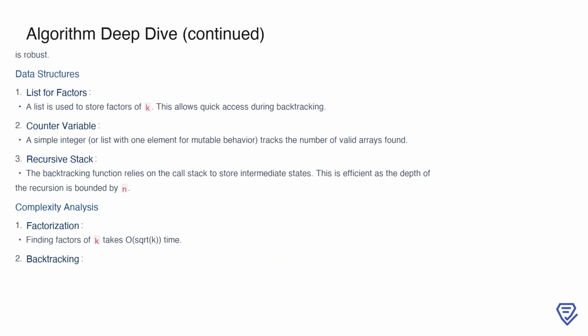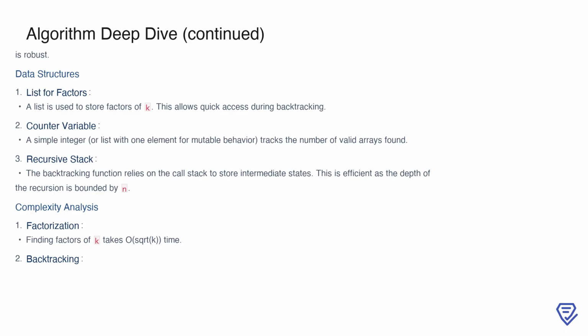To further optimize and understand the algorithm, let's break down the key data structures and their roles. First, we use a list to store the factors of k. This allows us to quickly access these factors during the backtracking process. Second, we use a counter variable to track the number of valid arrays found. This can be implemented as a simple integer or, in some cases, a mutable structure like a one-element list to work within a recursive context.